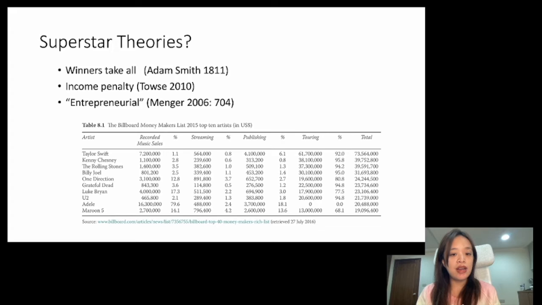And so the graph was just an example of musicians and artists in the US, how much they earn, and in which sectors. As you can see, this is just an example for music, but the top earning artists earn most of their income from touring these days.